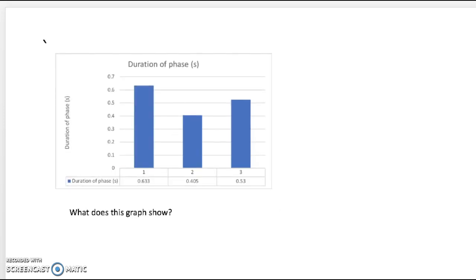This graph is showing the duration of phase. So as you can see, the highest duration of phase was 0.633, the lowest one was 0.405, and the mean was 0.53. Again, these are really close together. So it shows that duration of phase is all quite similar, because they were all doing the same thing, so it shouldn't have taken them much longer than each other.